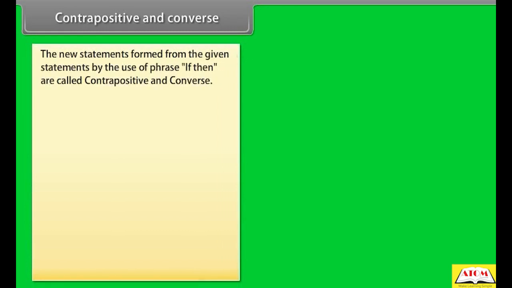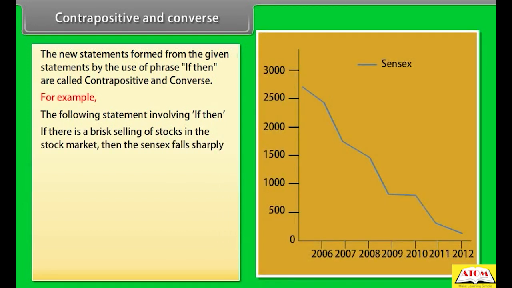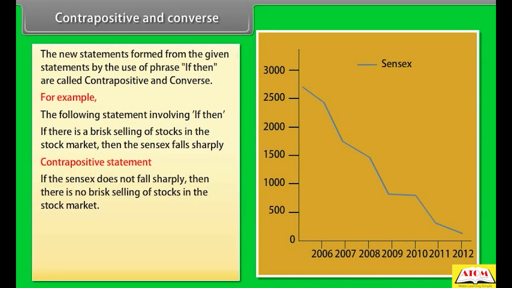Contrapositive and converse. The new statements formed from the given statements by the use of the phrase if-then are called contrapositive and converse. For example, consider the following statement involving if-then: If there is a brisk selling of stocks in the stock market, then the Sensex falls sharply. The contrapositive of the statement is, if the Sensex does not fall sharply, then there is no brisk selling of stocks in the stock market. Both the statements convey the same meaning.